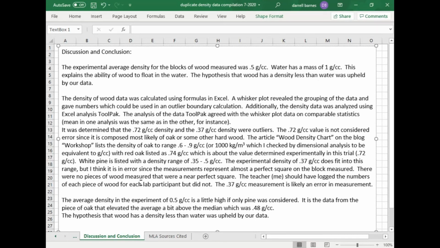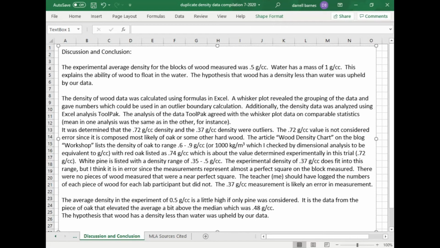There were no pieces of wood measured that were a near perfect square. The teacher, me, should have logged the numbers of each piece of wood for each lab participant, but did not. I could probably use some clarity. The 0.37 gram per cc measurement is likely an error in measurement.